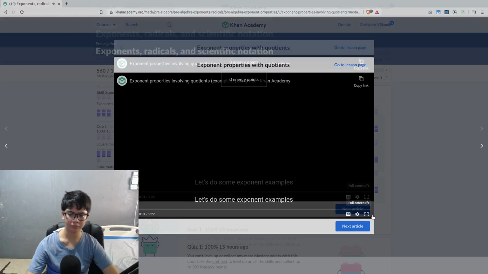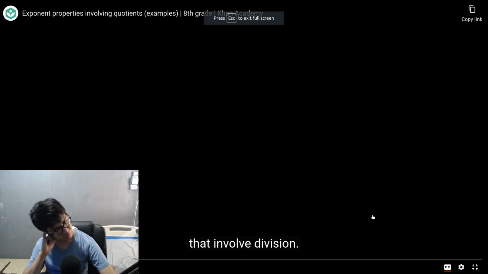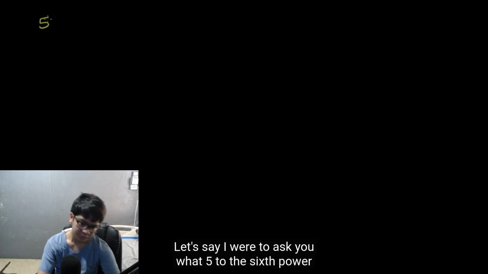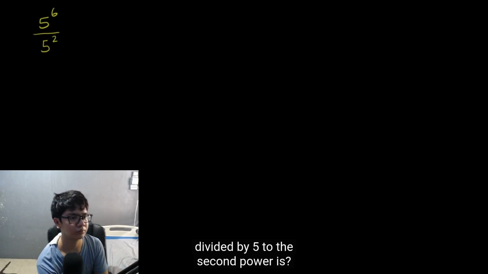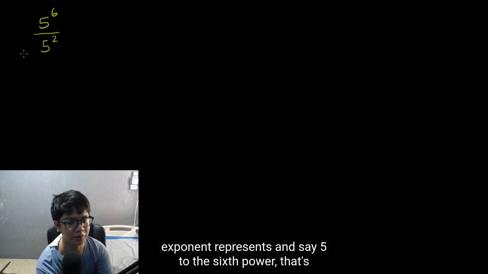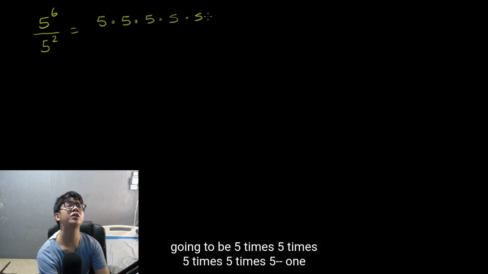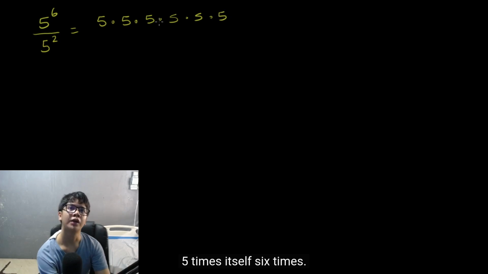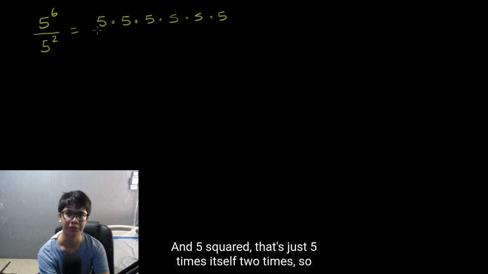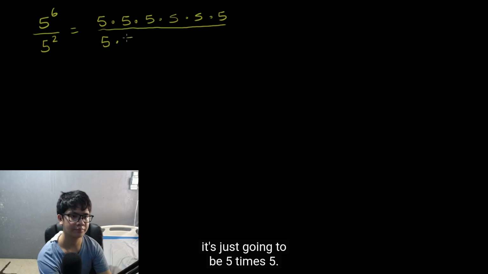Let's do some exponent examples that involve division. Let's say I were to ask you what 5 to the 6th power divided by 5 to the 2nd power is. Well, we could just go to the basic definition of what an exponent represents and say, well, 5 to the 6th power, that's going to be 5 times 5 times 5 times 5 times 5, one more 5, times 5. 5 times itself 6 times. And 5 squared, that's just 5 times itself 2 times. So it's going to be 5 times 5.